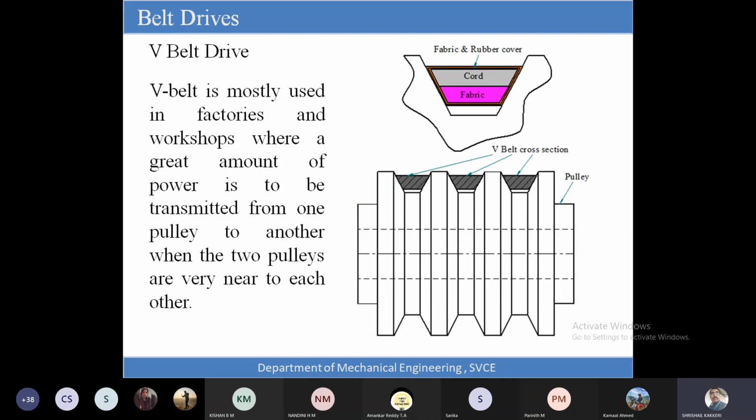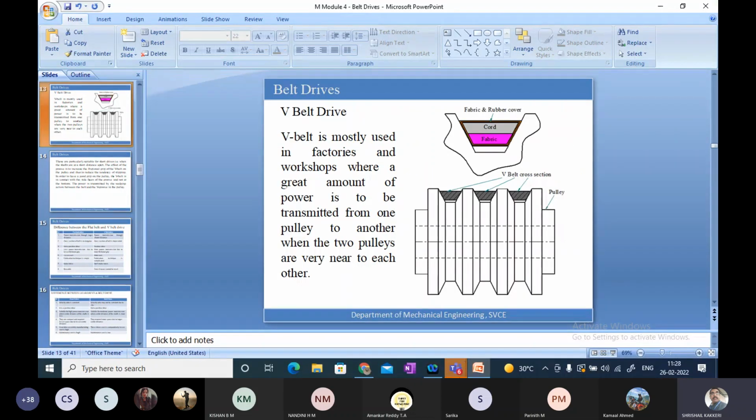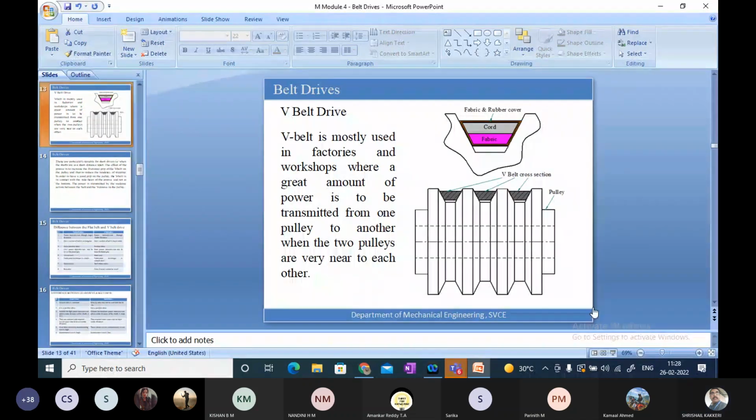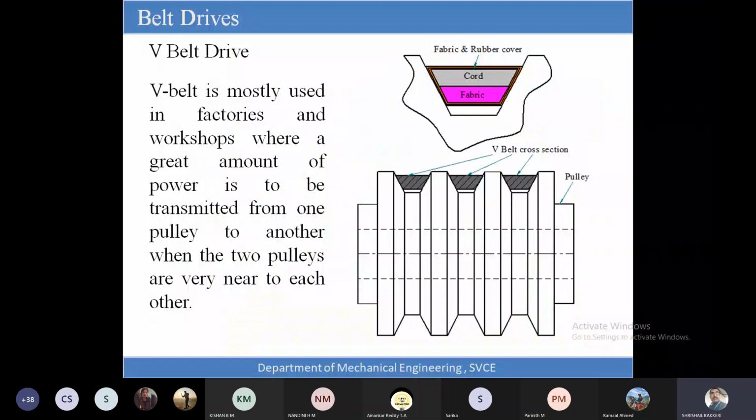Okay, so if any doubts are there, you can ask me about the velocity ratio. About the velocity ratio, any doubts are there? They'll not be giving you the velocity ratio of the V belt drive, timer belt drive, ribbed belt drive, or cross belt drive. They'll not be giving you. Only the velocity ratio. That's all.